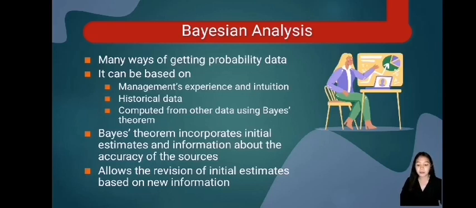Bayes' theorem incorporates initial estimates and information about the accuracy of the sources, where it recognizes that a decision maker does not know with certainty what state of nature will occur. Bayes' theorem also allows the revision of initial estimates based on new information. The revised probabilities are called posterior probabilities.